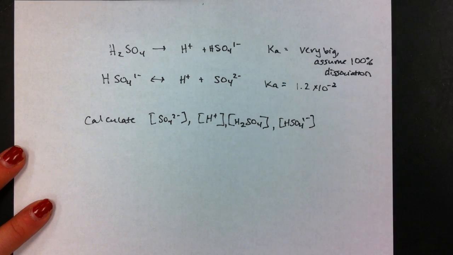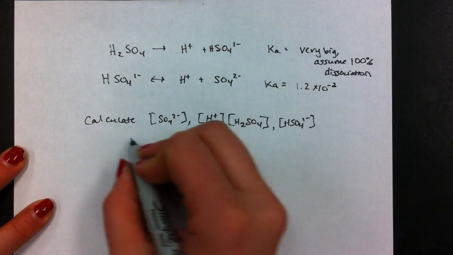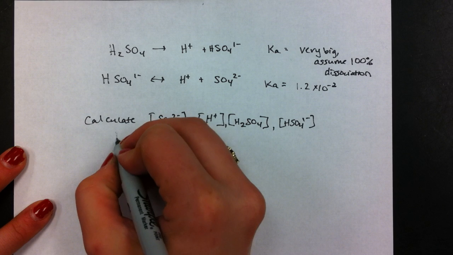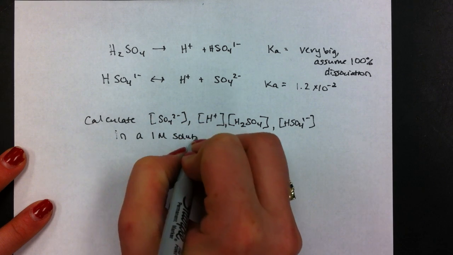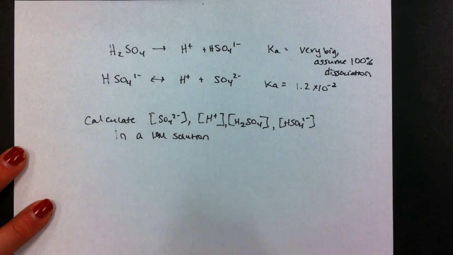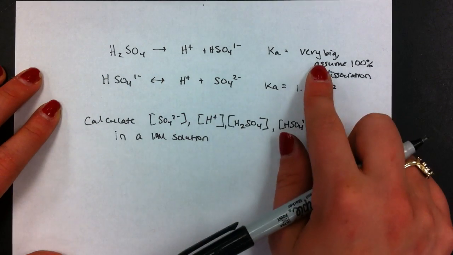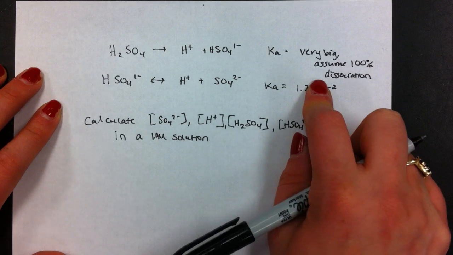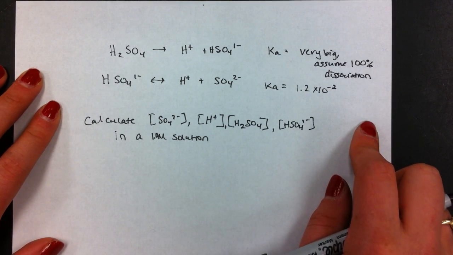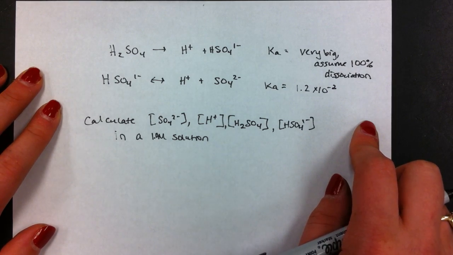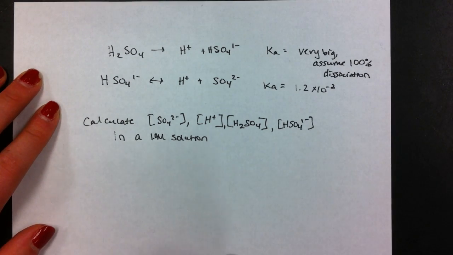of all these different ions. And I forgot to tell you the molarity. Let's just do 1 molar. Okay, so in a 1 molar solution, we have our first dissociation, and we know the Ka is very big, so we just pretend like it's 100% dissociation. Okay, and that's a safe assumption to always make, so we're not too worried about that.